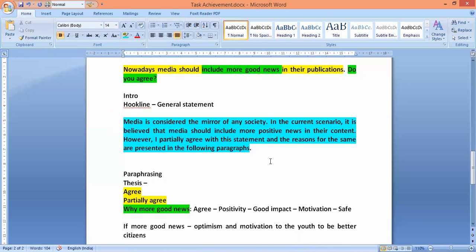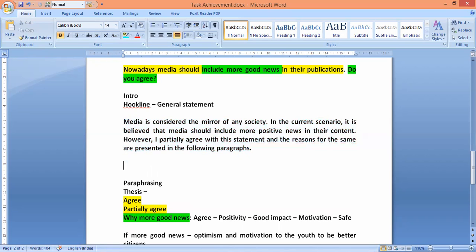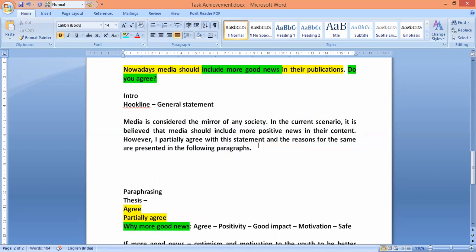Sir, this thesis statement is actually a general one. So how can we write a specific thesis statement? Can you please give an example for that also? I can write it, but I am just wondering, it may confuse some people.